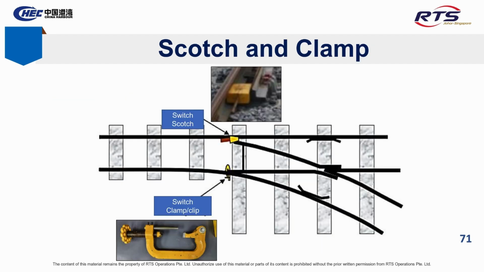Slide 71. Scotch and clamp. Switch clamps and scotches are used to lock track switches in place. Clamp prevents switch movement. Scotch blocks the open switch rail. Must be installed correctly before allowing work or train movement over points.